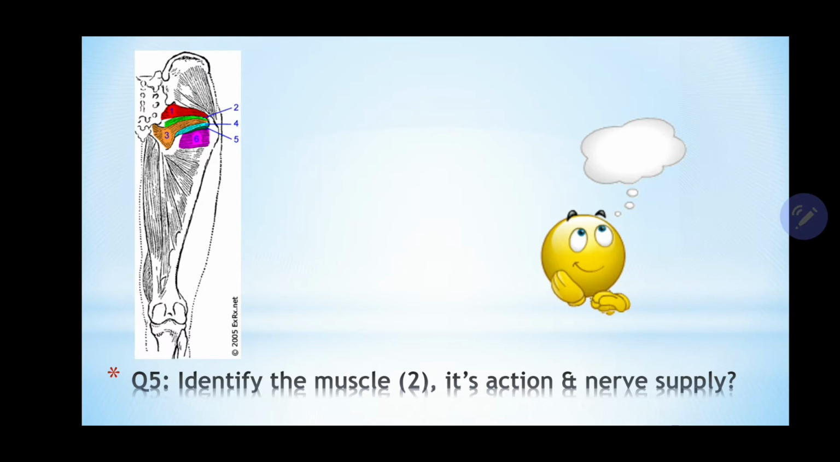Okay, so these colored muscles you are seeing here are numbered 1, 2, 3, 4, 5. These are the muscles under the cover of gluteus maximus. So when you reflect the muscle, you'll find these muscles down below. And in the question we've been asked about the second muscle.